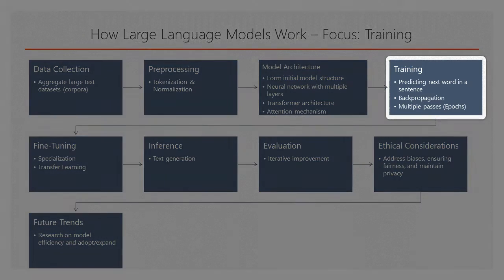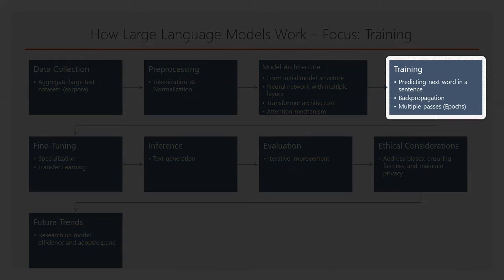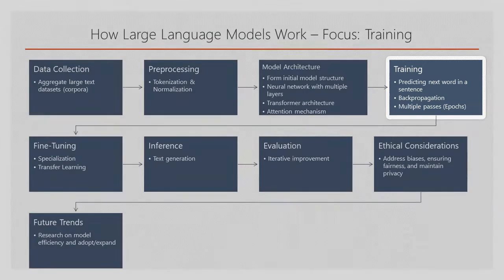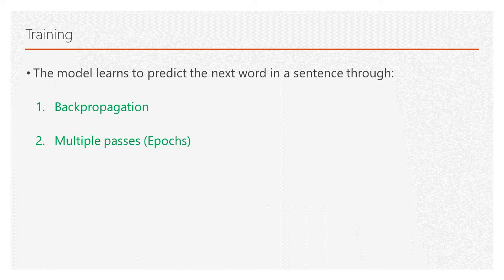Now, let's focus on the fourth step in the process of how LLMs work, that is the training phase. Training is where the magic happens. The model learns to predict the next word in a sentence through backpropagation, that is the process of adjusting the model's weights based on the error of its predictions, and multiple passes, also known as epochs, that is the process of repeatedly passing the data through the model, refining its parameters with each pass to improve accuracy.